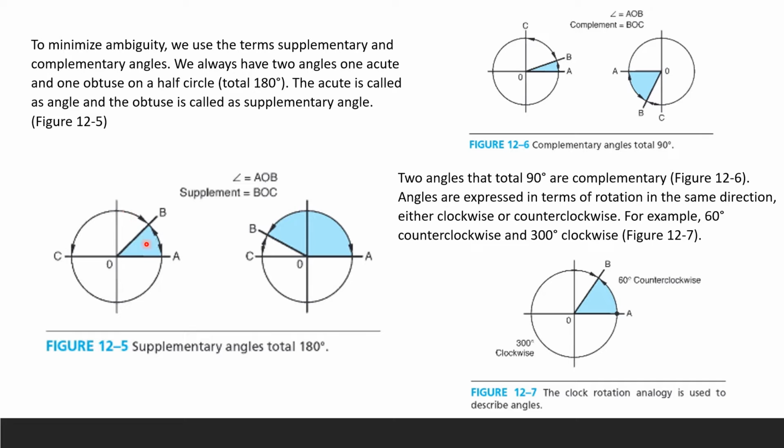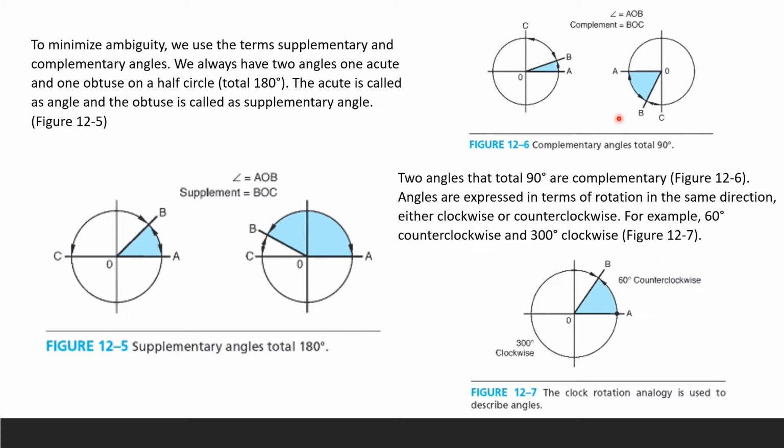So they usually total 180 degrees, because a half circle has two quadrants, each quadrant is 90, so therefore two quadrants is going to give you 180 degrees. So the acute is called an angle and the obtuse is called a supplementary angle. Okay? So just make sure you understand the supplementary. We're talking about the acute and obtuse on a 180 degree plane. So supplementary angles total 180 degrees.